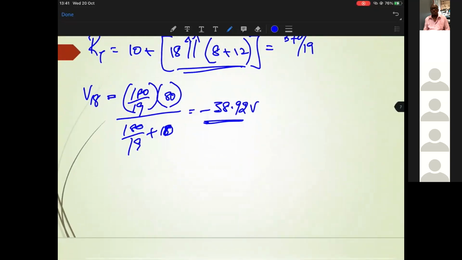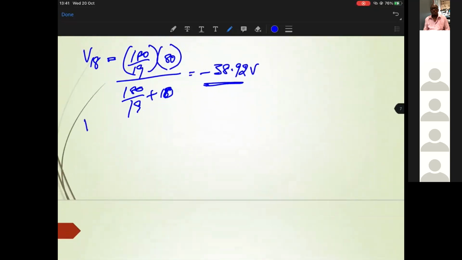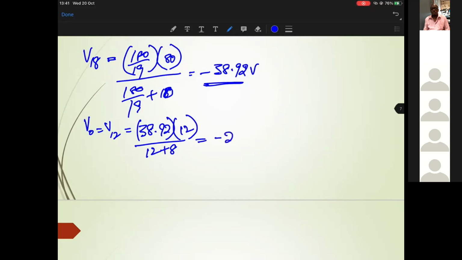All right, so that's V18, but we want V0, which is equal to V12. And that's going to be equal to 38.92 times 12 over 12 plus 8, right? Yes, sir. Which gives us minus 23.35 volts. Thank you, sir. You're welcome, sir.